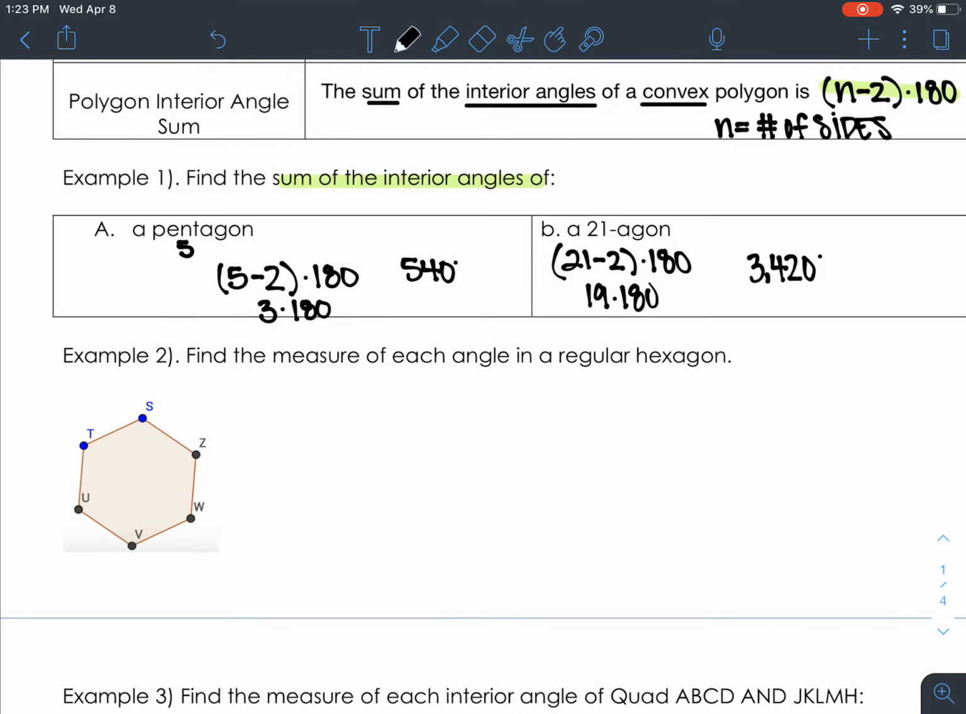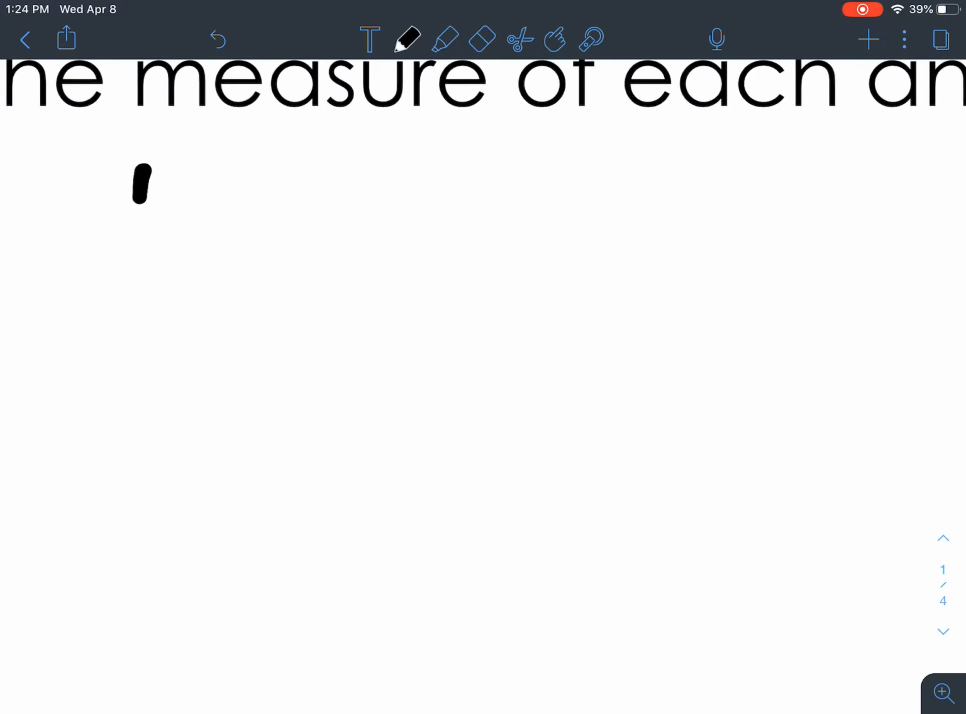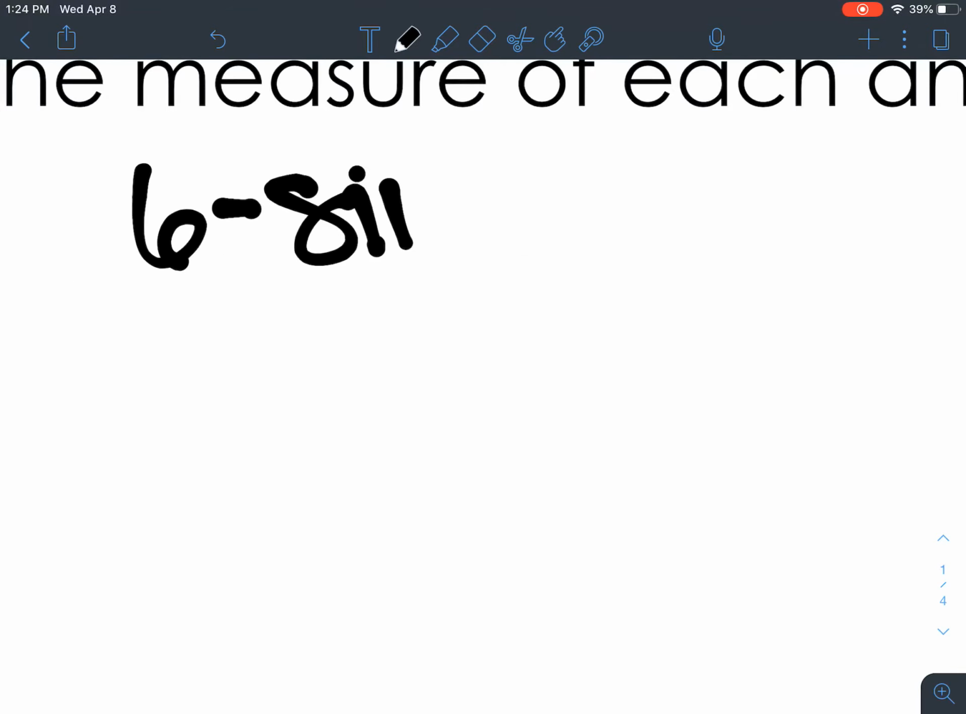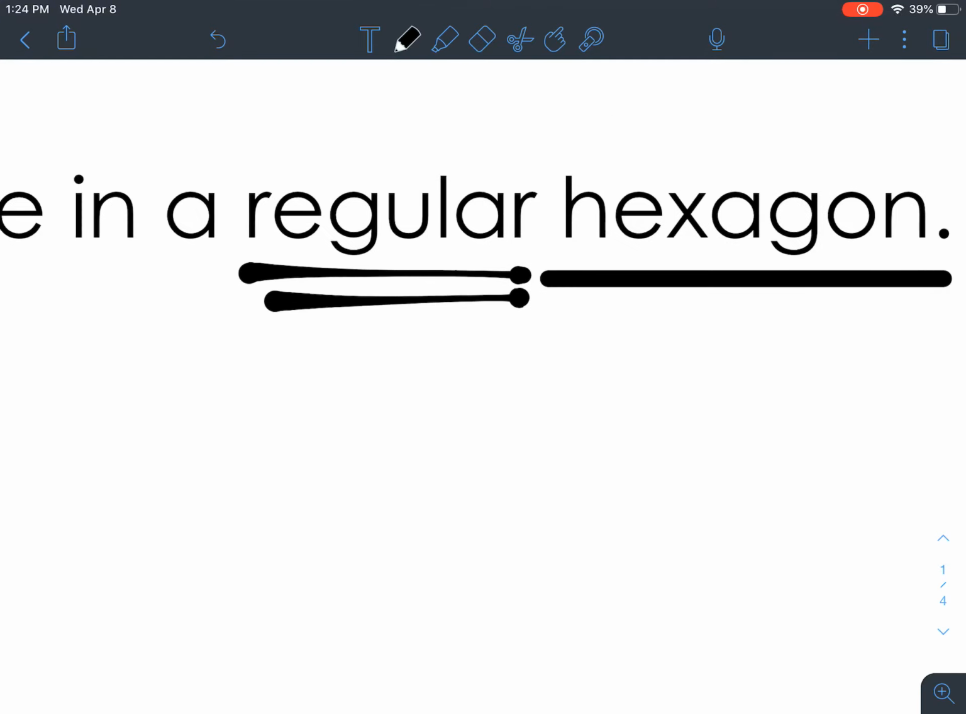So let's take a look at the key things in here. Hexagon, first of all, means 6 sides. But there's another key word in there, which is regular. What that regular means is that all the sides have to be the same, have to be congruent, and all the angles also have to be congruent.